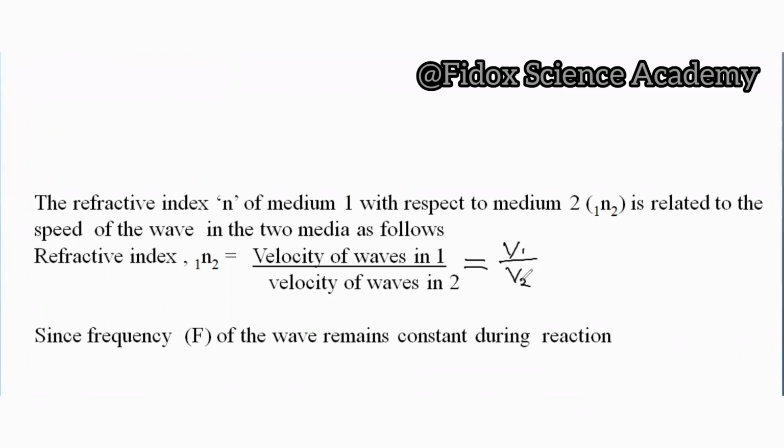So frequency f of a wave always remains constant during the propagation of wave. Since frequency of a wave is always constant during refraction, and we know from our previous knowledge in waves that velocity is equal to f lambda, where f stands for frequency and lambda stands for wavelength.